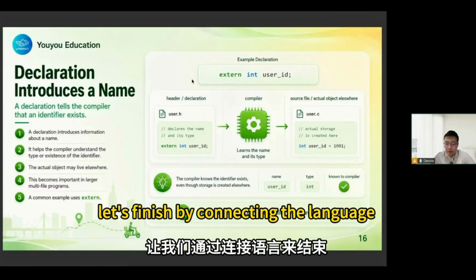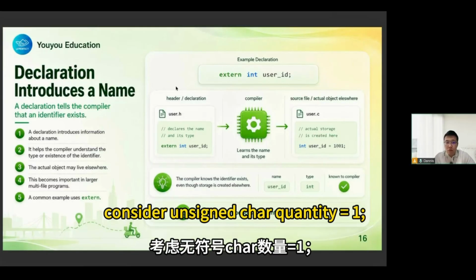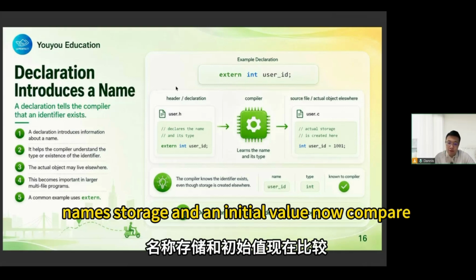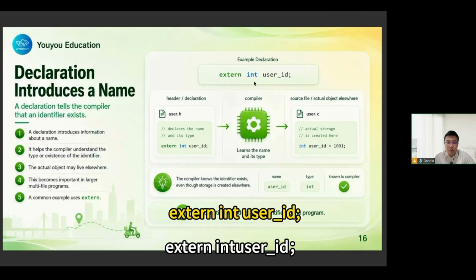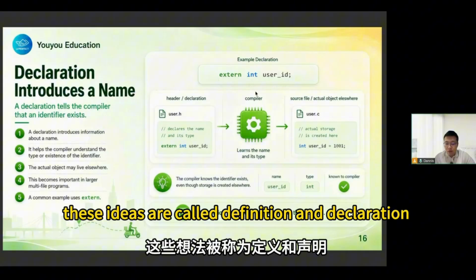Let's finish by connecting the language syntax back to the engineering process. Consider char quantity = 1;. This line creates a variable with a type, storage, and an initial value. Now compare extern int user_id;. This tells the compiler that a name exists elsewhere. These ideas are definition and declaration.